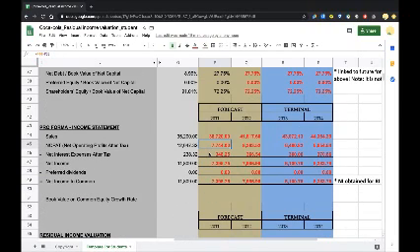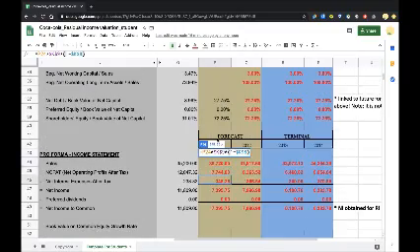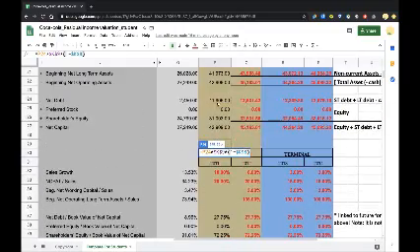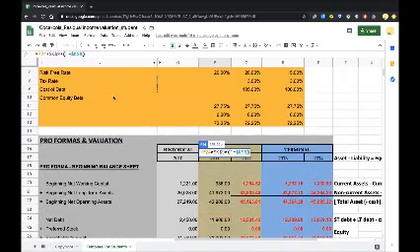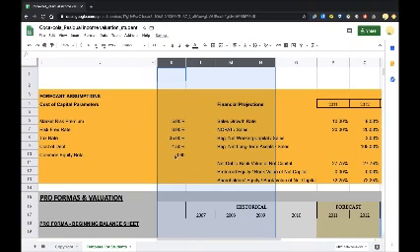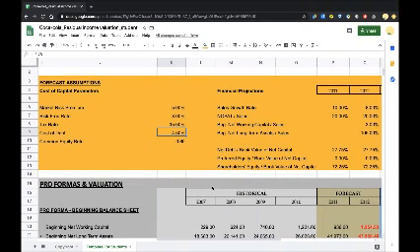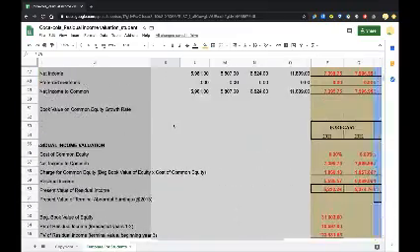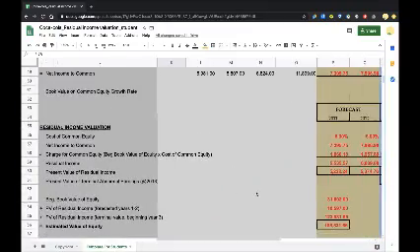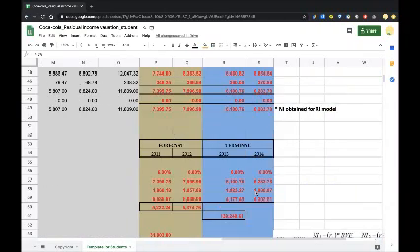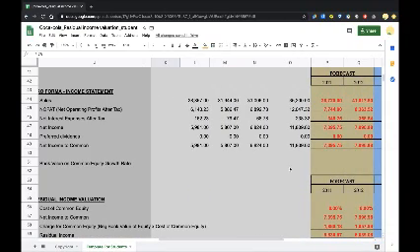As for net interest expenses after tax, this is arrived at by multiplying net debt with the cost of debt that is given over here, as well as multiplying by 1 minus the tax rate. So this will give us the net interest expense after tax.